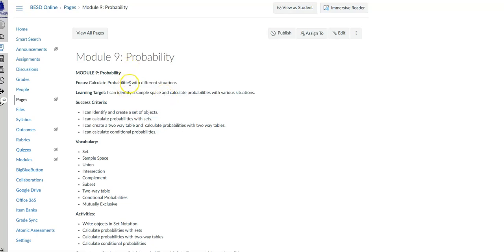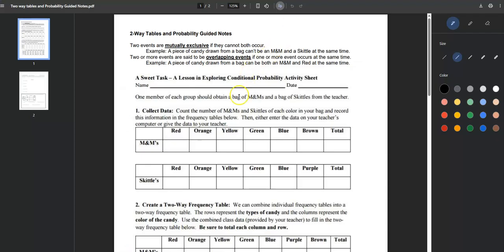All right, looking at day 3 of Module 9's unit on probability. And our learning target is still to calculate those probabilities, but we're going to be more specific about day 3 with creating two-way tables and then calculating the probabilities with those two-way tables. Most of you probably know how to create a two-way table. We're just going to use those to calculate probabilities, okay?